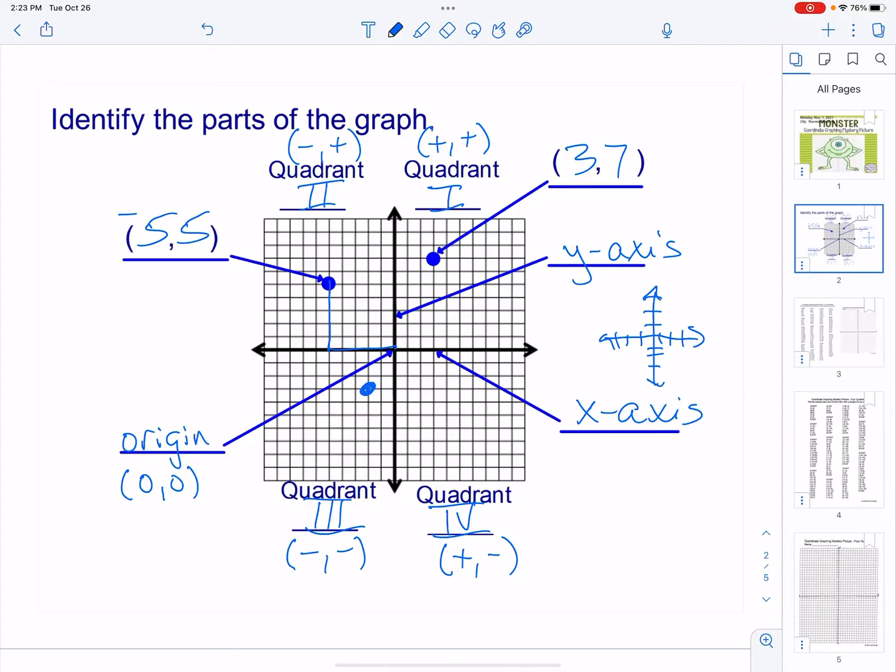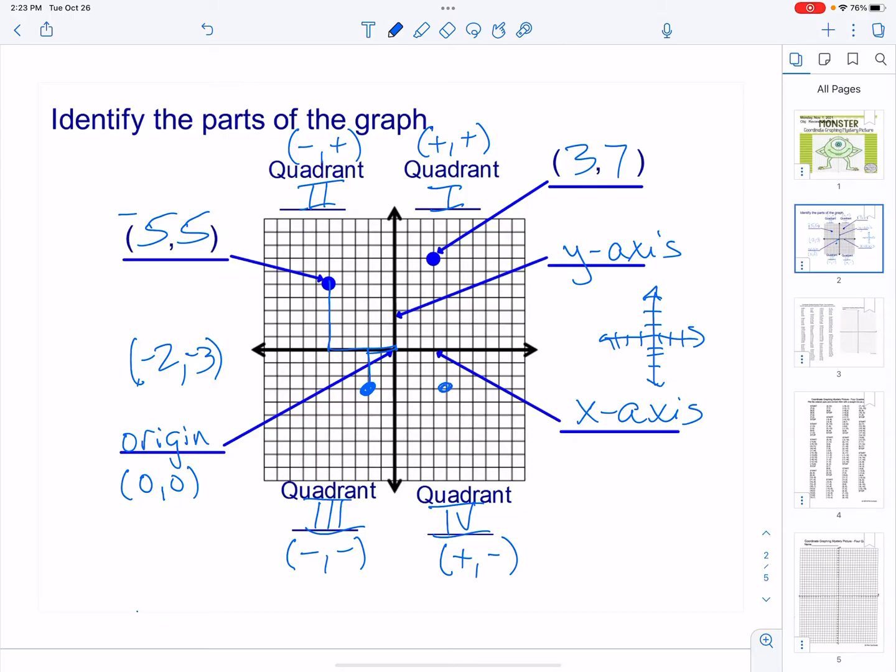What if I picked this point right here? Well, this point, okay, if we were to look at its coordinate, you'll notice it goes left 2, so that's going to be a negative 2, and it goes down 3. So that would be a negative 2, negative 3 is that location.